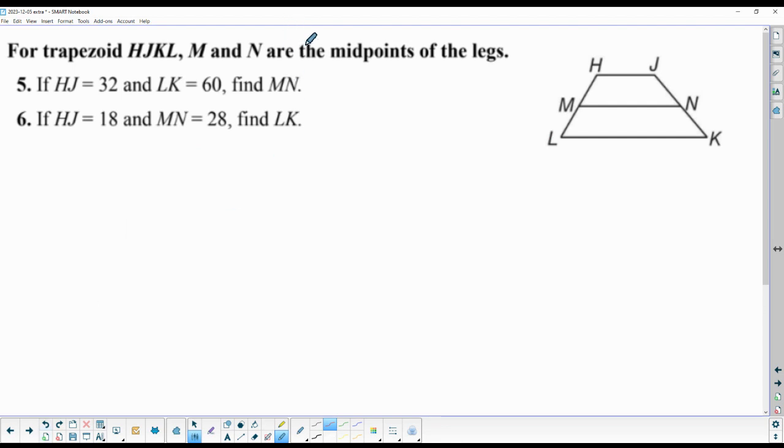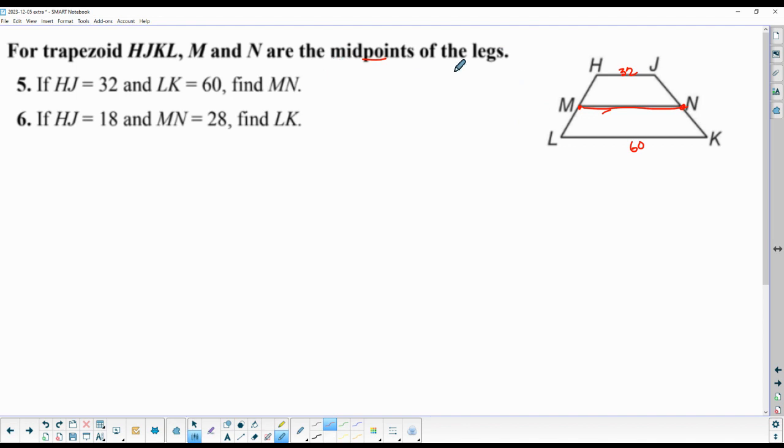This next one here, it's dealing with lengths of segments, and it says that M and N are midpoints, which means that this segment right here going across is the midsegment or median of this trapezoid. Now, we put it a different way in the notes, but another way of putting this would be to say that this is the average of the top and the bottom base. To find the average of something, you can add them together and divide by 2. So since HJ is 32 in this first one, and LK is 60, we can average these to find the measurement of the one in the middle.